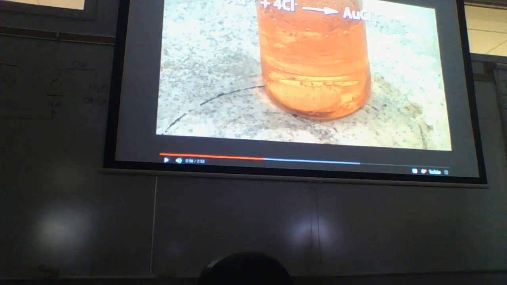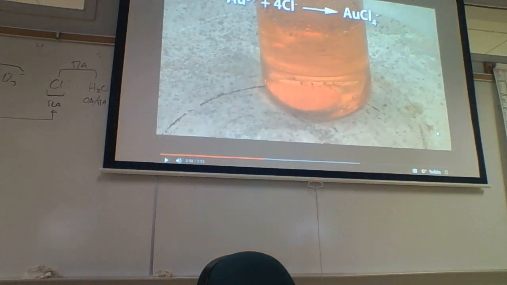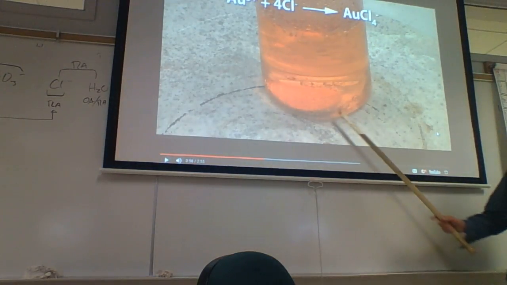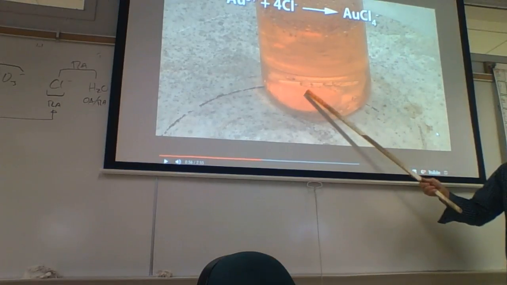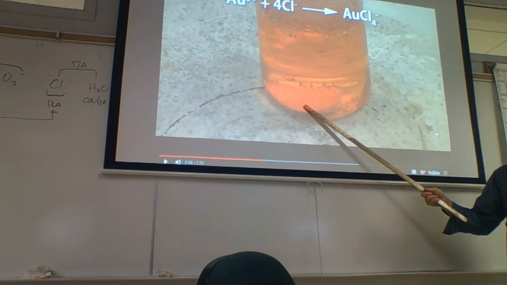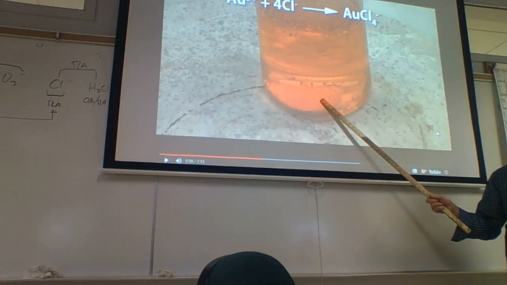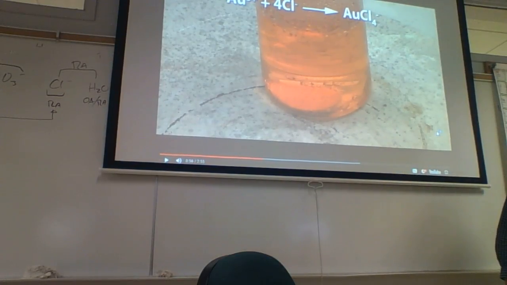Fortunately, matter is neither created nor destroyed in chemical reactions. So once they dissolve this, then they can reconvert it back into gold. But is it going to be a shiny Canadian maple leaf like this? No, it's going to be just chunks of gold they're going to get. But they aren't going to lose any gold.